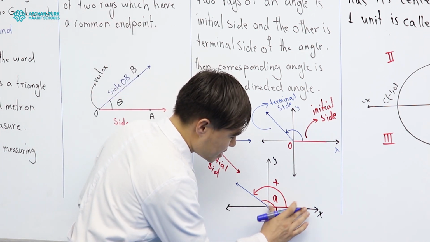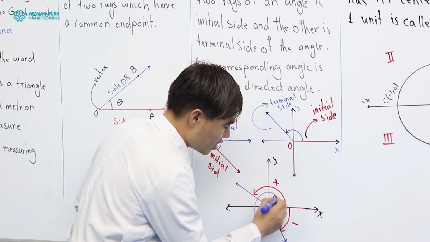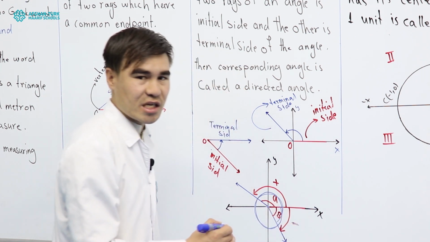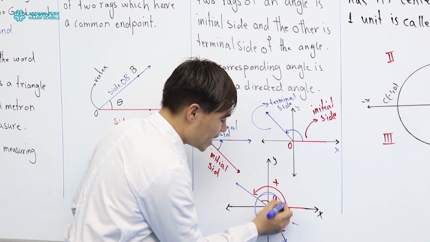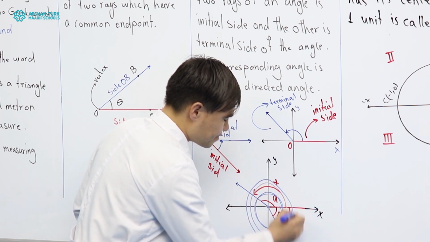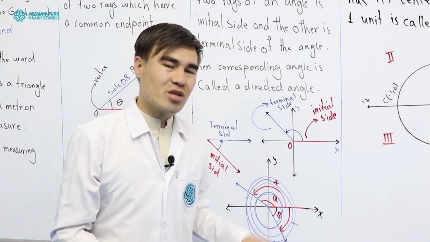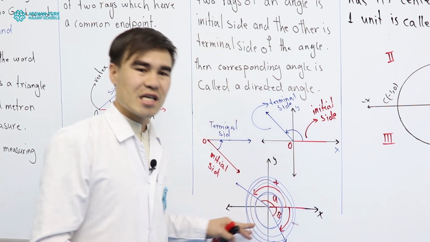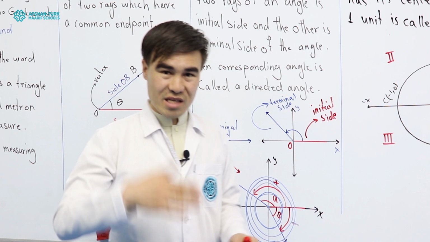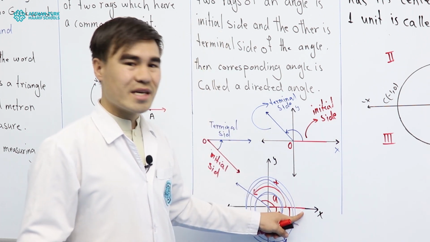This is the point and this is the initial side. If I rotate clockwise, at that time I will have the negative angle here. If I rotate around the point counterclockwise or anti-clockwise, at that time the sign of that angle will be positive. These are the directed angles because they are directed by one side according to the initial side.